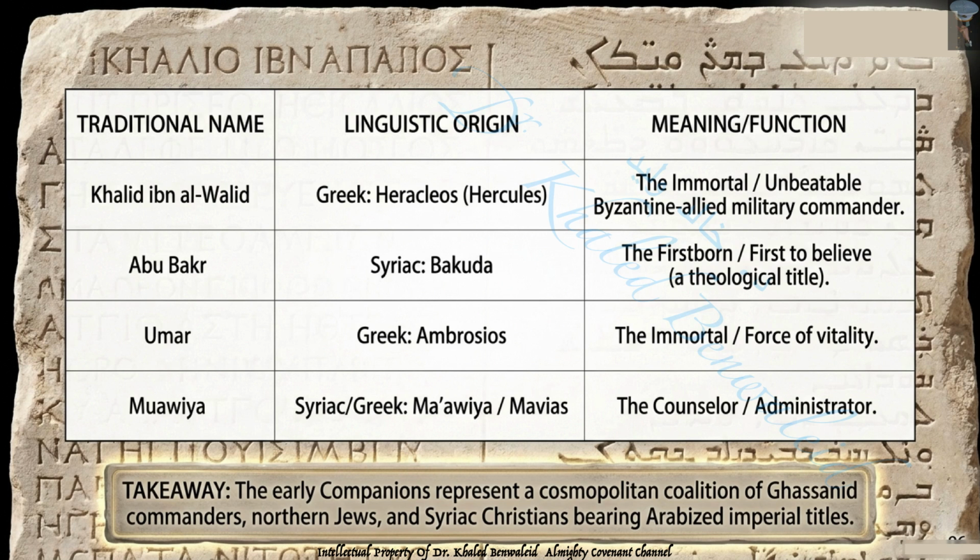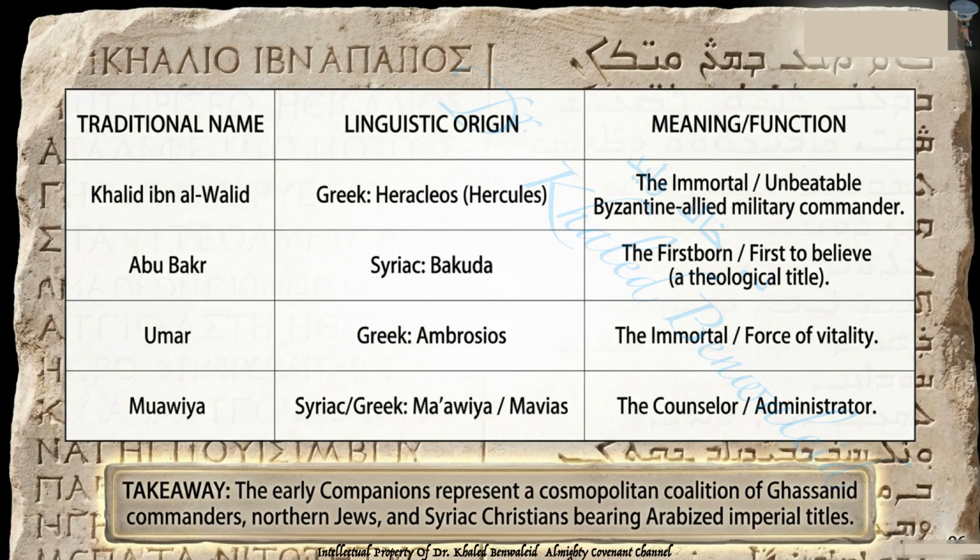Wow. Therefore, the figure of Khalid ibn al-Walid does not represent a singular man from the desert. The name represents a Byzantine allied Arab commander operating within a localized Ghassanid version of the Heraclean military system. That is a fundamental shift in how we view historical records. Khalid wasn't his birth name, it was his job description. He was the Heraclius of his unit.